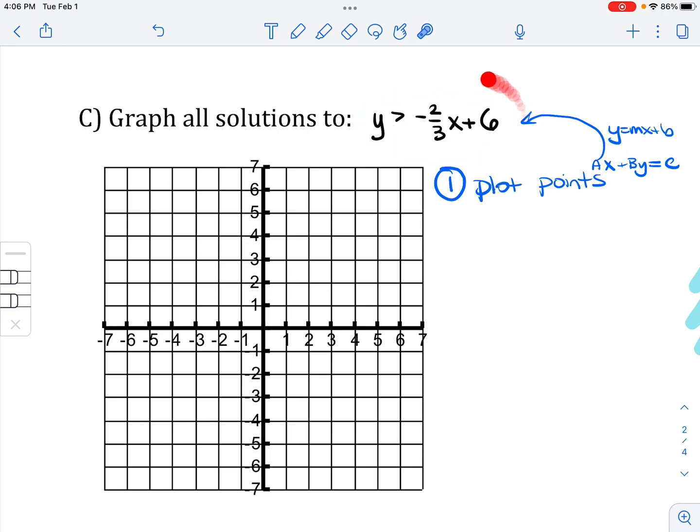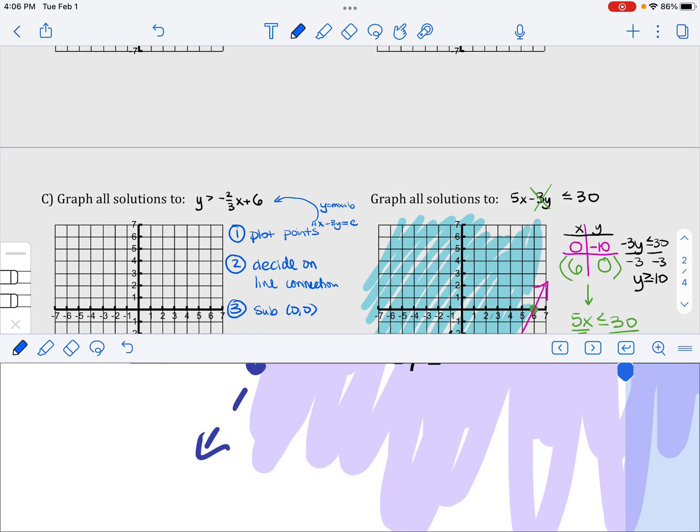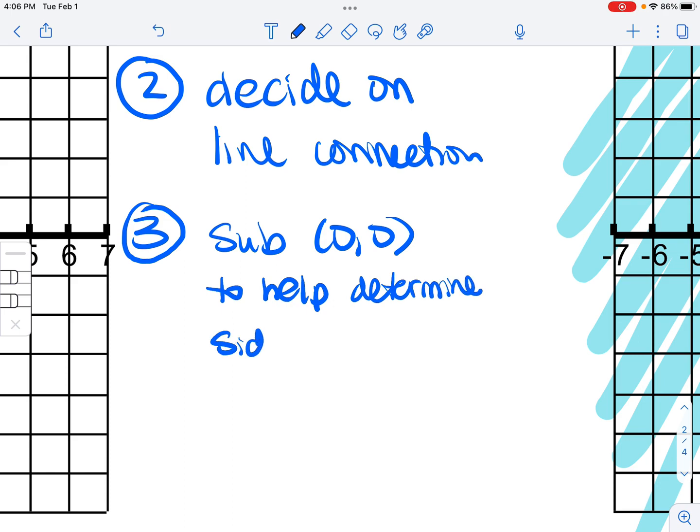But in terms of how to do this kind of problem, you have to get your points. Then you have to decide on the line connection. And then you have to sub in 0, 0, or some other point, to help determine which side to shade. We'll go through all those steps one by one.